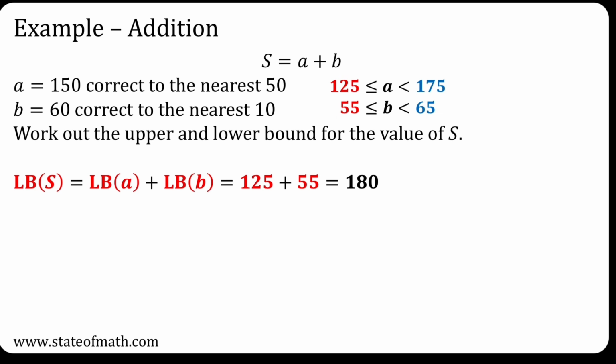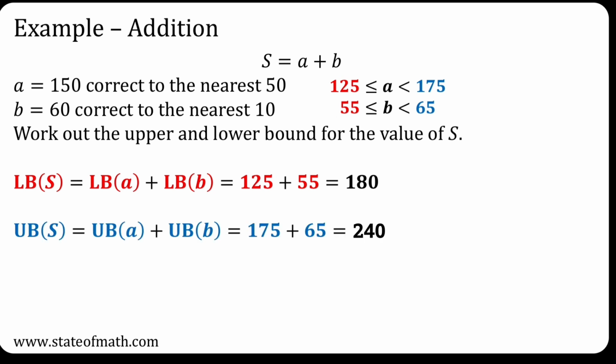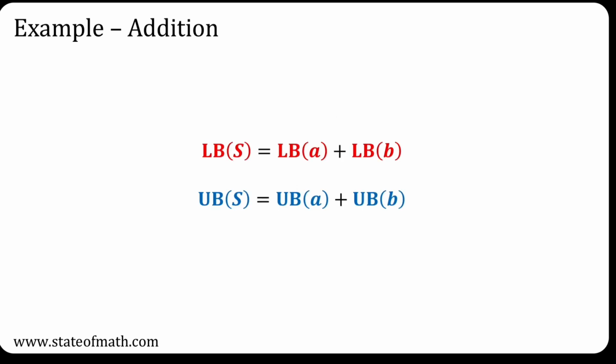To find the smallest possible sum, we take the smallest values. 125 plus 55 will give me 180. To find the largest possible sum, we take the largest values. 175 plus 65 is equal to 240. And here is the key idea for addition: to find the lower bound, add the lower bounds, and to find the upper bound, add the upper bounds.